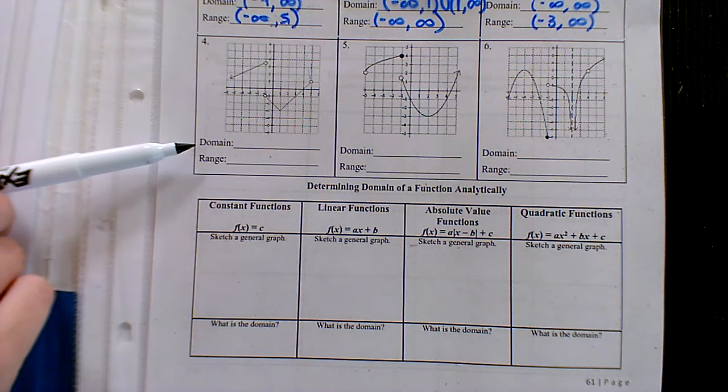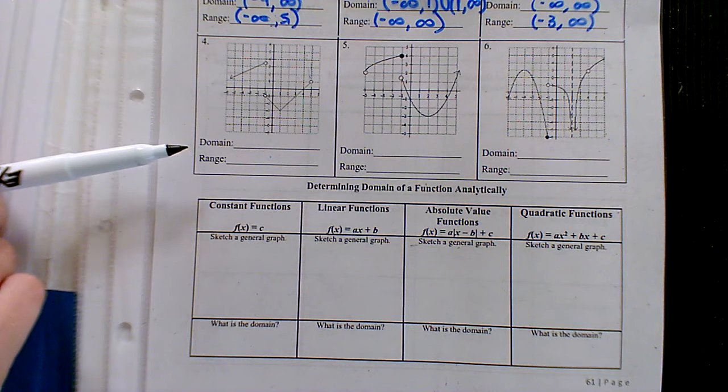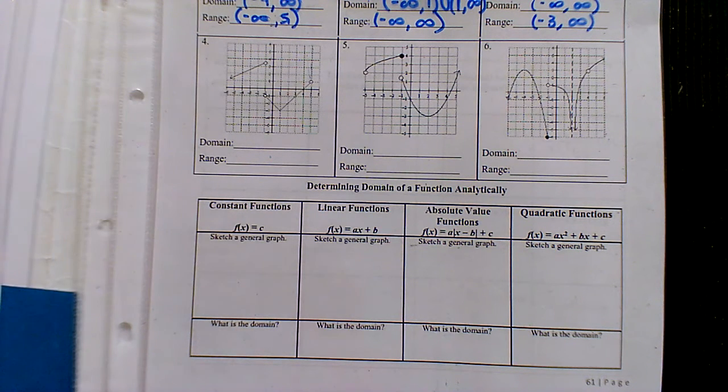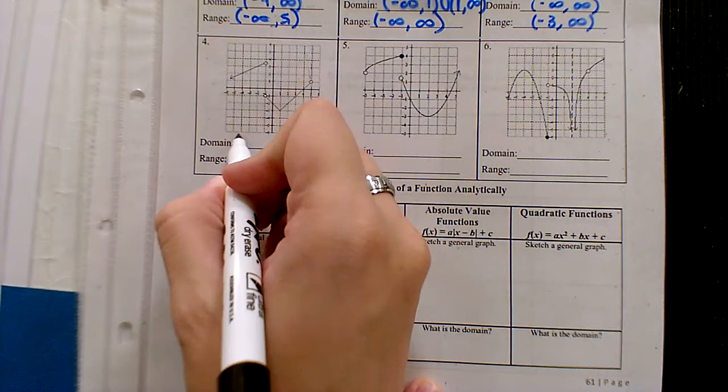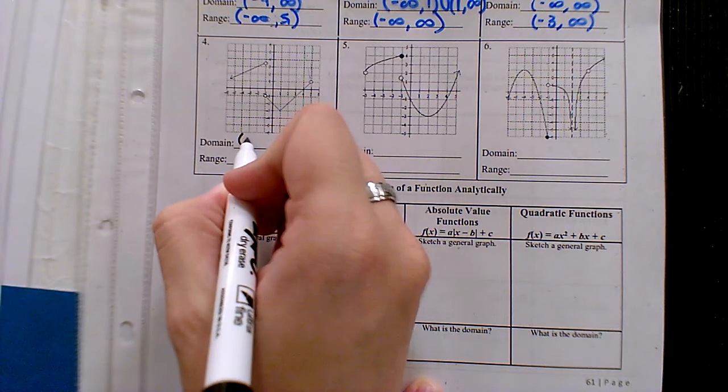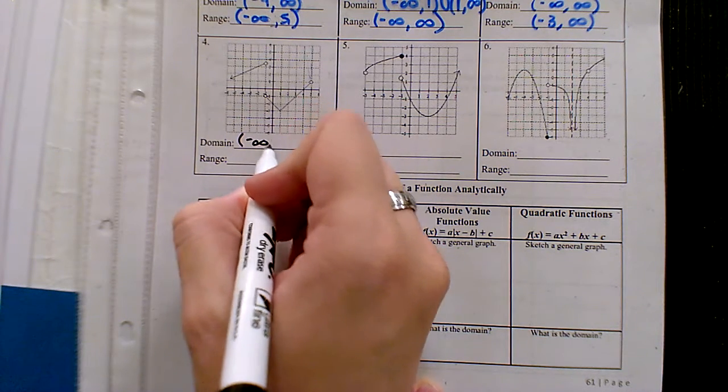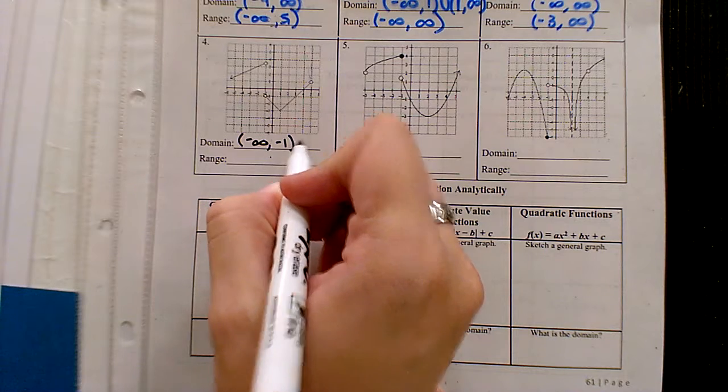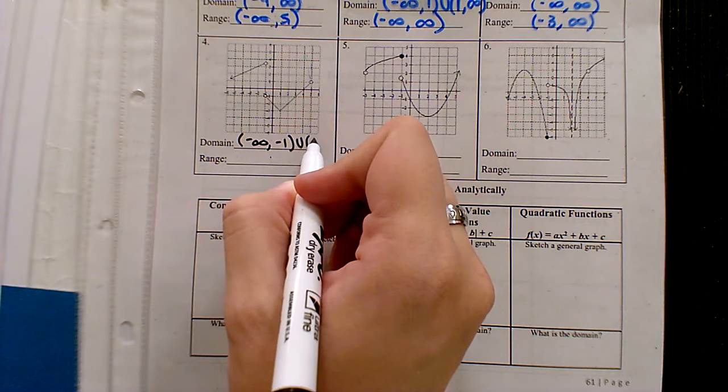All right, anybody for the number 4, first one on the left side? Go ahead. I got negative infinity to negative 1, parentheses, and I had a union. Okay. And then I had negative 1 to 5.